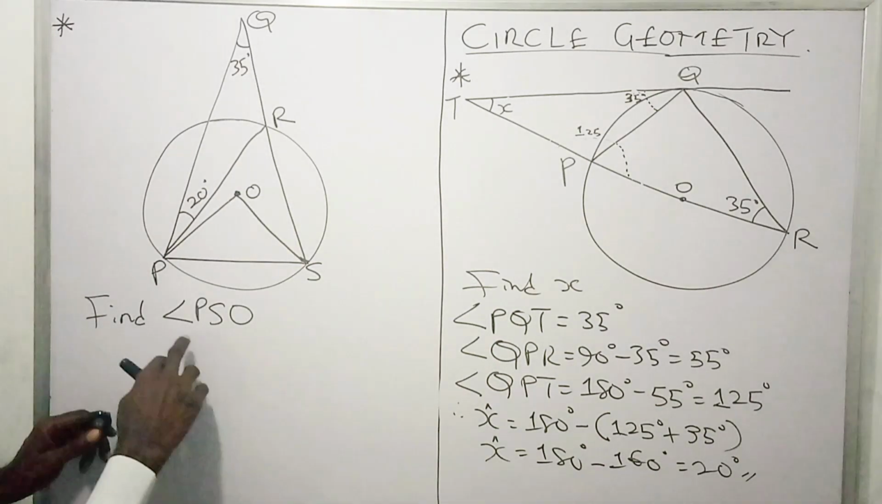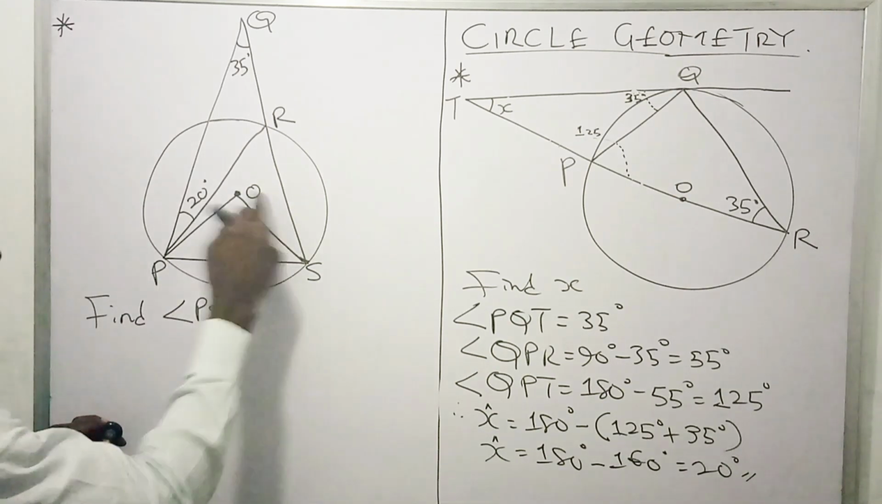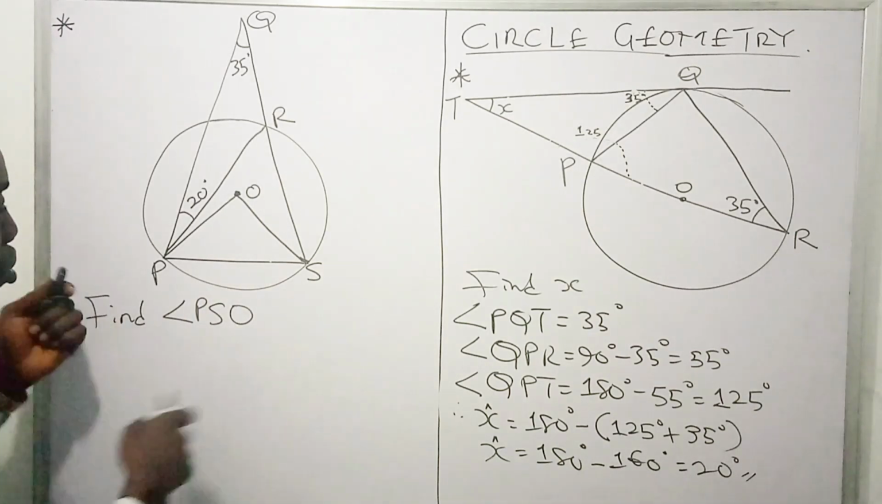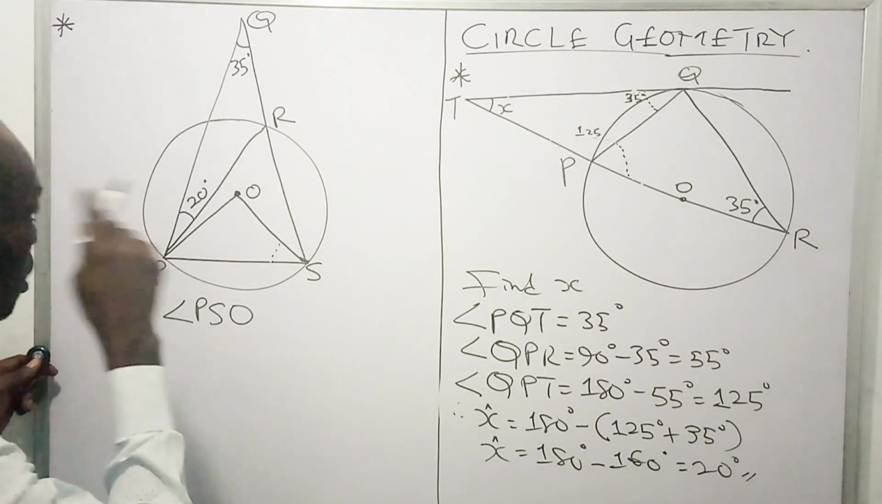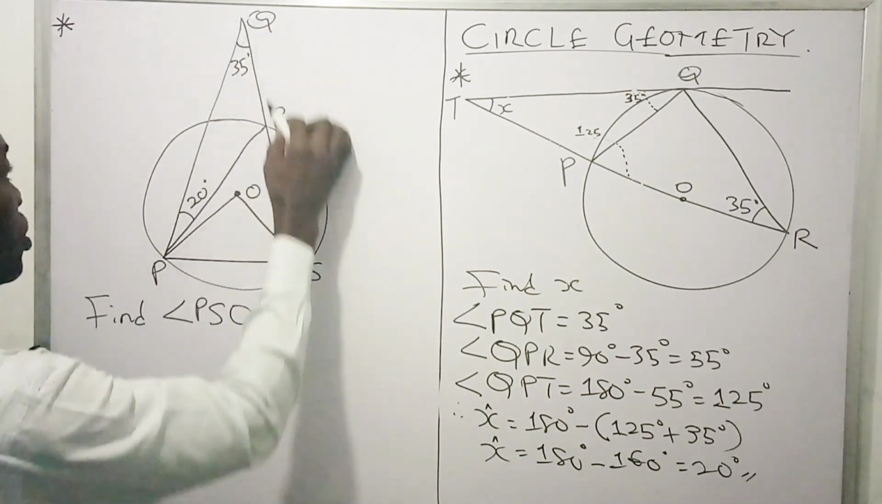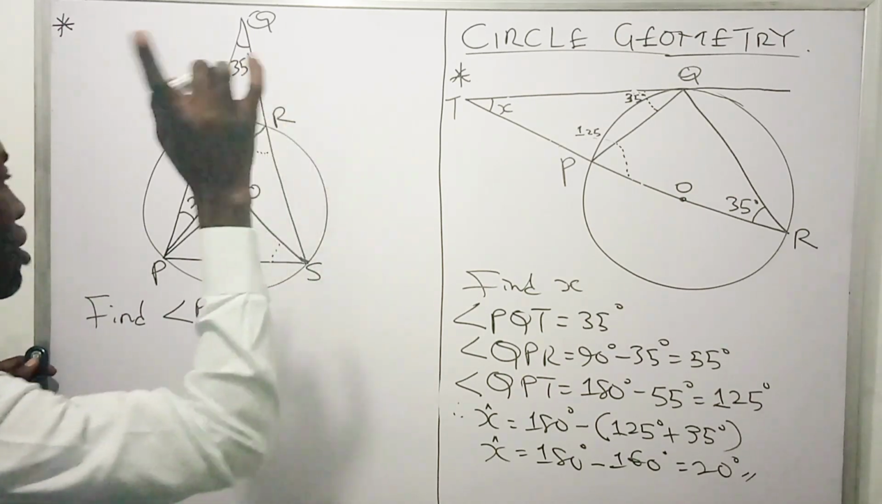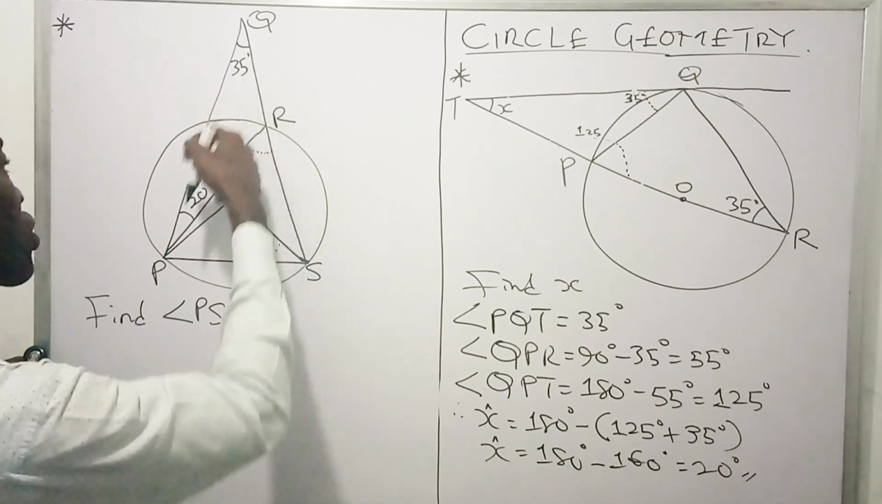Here we're asked to find angle PSO. That's talking about this angle here. This is the one we're asked to look for, PSO. This angle right here. Okay, now let's begin. Now, PQR is a triangle, and if PQR is a triangle, then we can get this angle here, as we did in the first question. This is the exterior angle of this triangle.